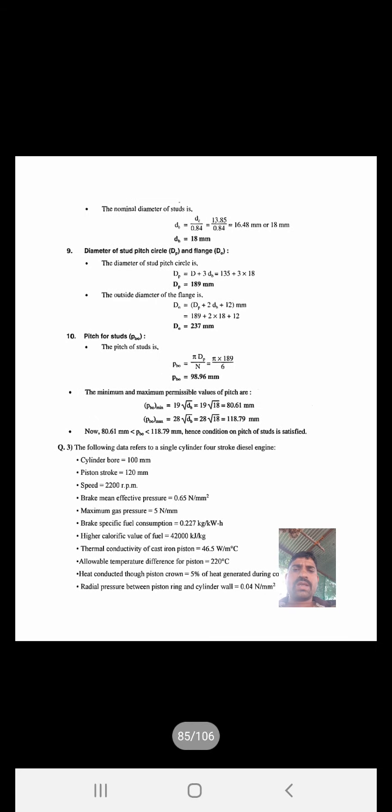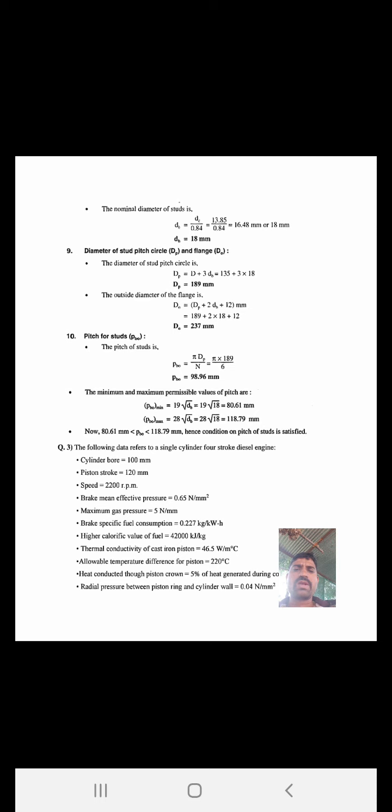The core diameter of the stud is given by dc is equal to d into root of p max divided by n sigma th. If you put the values in, you will get dc is equal to 13.85 mm. Then nominal diameter of the stud, db is equal to dc divided by 0.84. Then you will get 16.48 mm or 18 mm. db is equal to 18 mm.